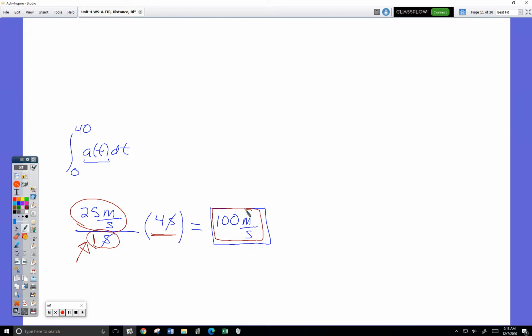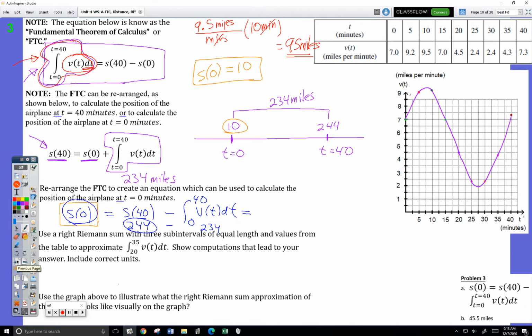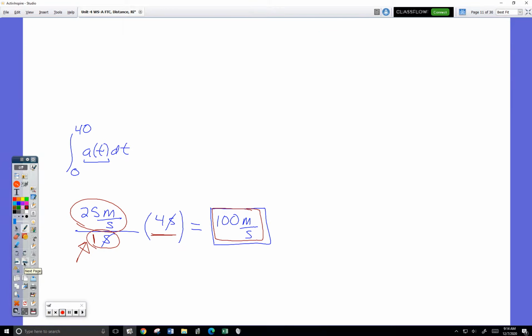Just like this integral calculated how much the position changed. So when you integrate velocity, you calculate how much the position changes. We call that displacement. When you integrate acceleration, we calculate how much the velocity changes. That just doesn't have its own name. It's just how much the velocity changed during that time period. So we will do that as well. That's another way you get tested on that idea of the fundamental theorem.